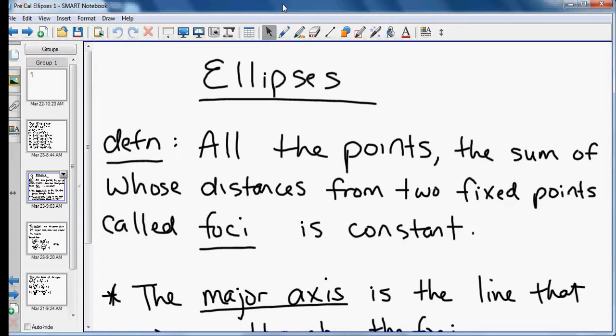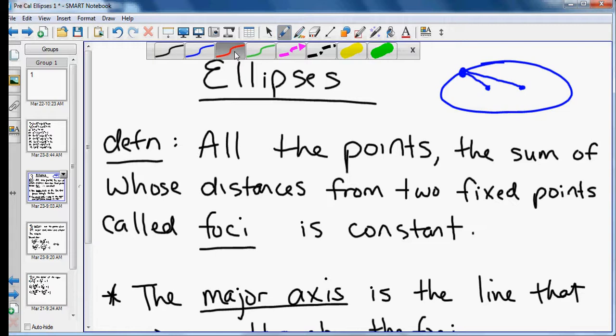And the idea, a very rough estimate of what's going on here, is we've got these two foci, and if you pick any point on here, the distance to those two foci from the point on the ellipse is equal no matter where you pick it. So if we add the distance of those two line segments, it'll be exactly the same as if we add the distance of these two line segments. So an ellipse is all the points whose sum of the distances from two fixed points called foci is constant.